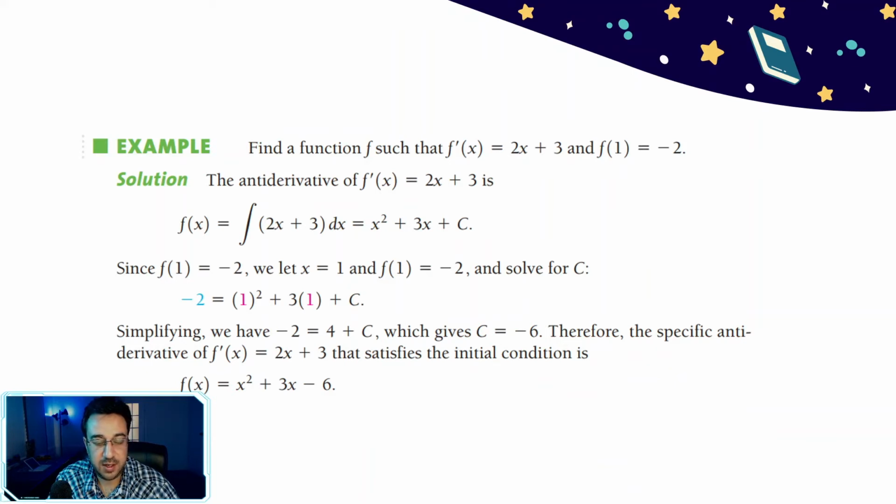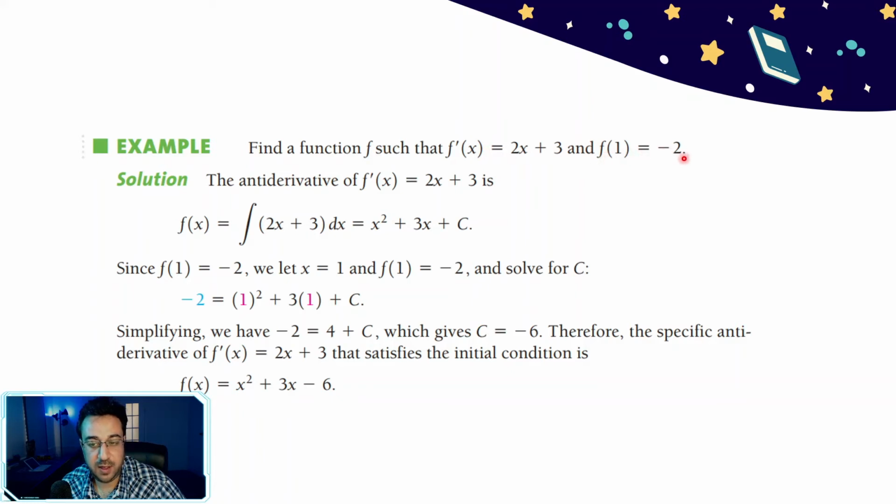Now we have an example. Find a function f such that f prime of x equals 2x plus 3 and f of 1 equals minus 2. When he says find f such that f prime equals this, that means find the integration of this function. So the integration of 2x plus 3 dx would give you x squared plus 3x plus c. So that's the first term of the question.